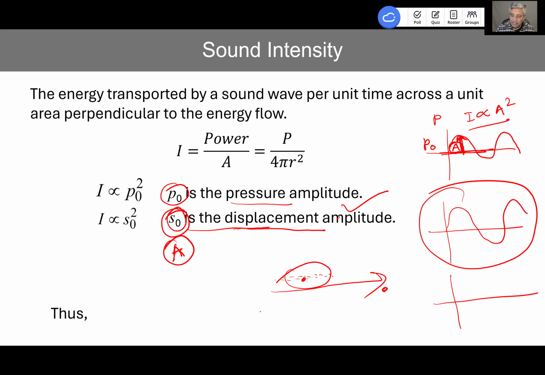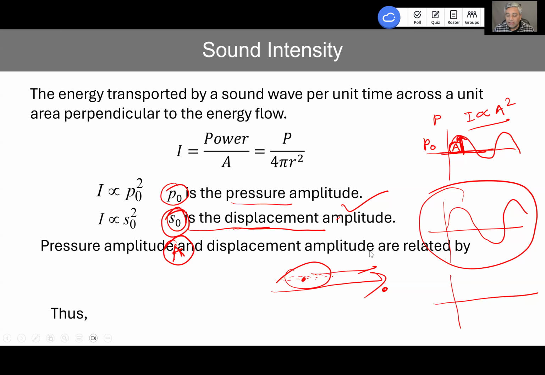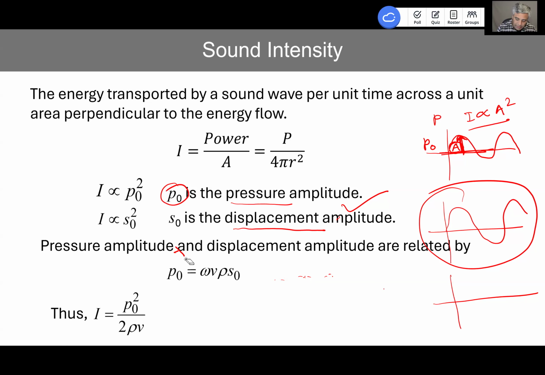Okay, and of course, what's going to happen? Both of these are amplitudes, and if the displacement is large, then the pressure amplitude is going to be also large. So they are directly related, and the relationship has these couple of things. For example, this is displacement amplitude and this is pressure amplitude.